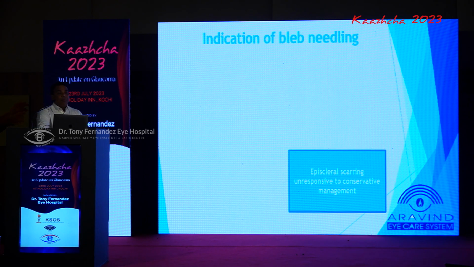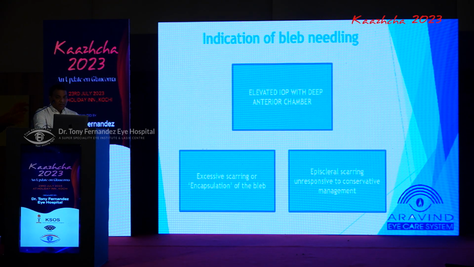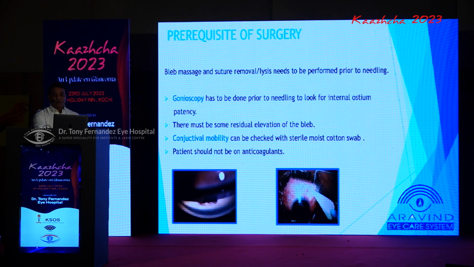So, the indications of bleb needling. When we should do bleb needling, some prerequisites should be there. First, elevated IOP with a deep chamber. There should be excessive scarring, encapsulation of the bleb, or episcleral scarring, unresponsive to conservative management. Conservative management means give a lot of topical steroids, do ocular massage, do laser suture lysis. If really nothing works to salvage your bleb, then only go for the bleb revision.